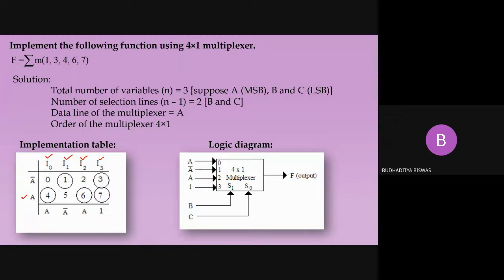Come to the second column, just inspect I1. Here also 2 elements are there. One is the upper element, which is 1, and another is the lower element, which is 5. Here the upper one is circled, and the upper one represents A bar. That's why below this column we should write A bar.